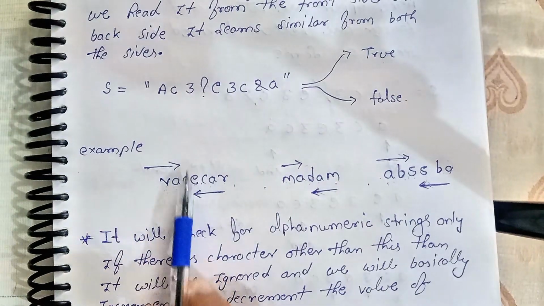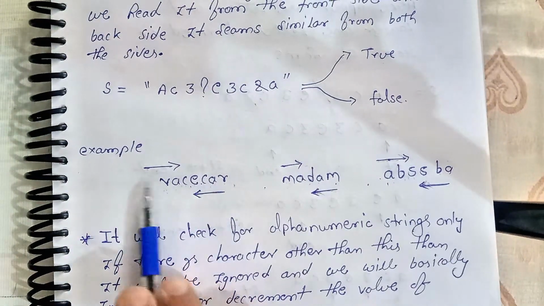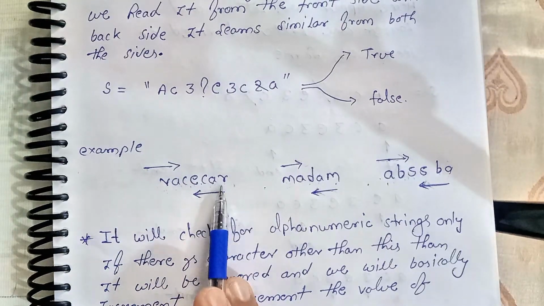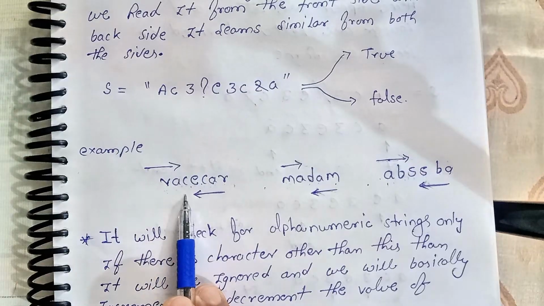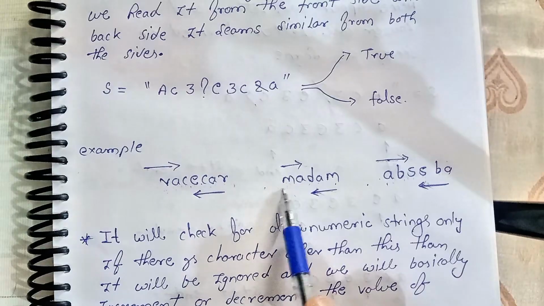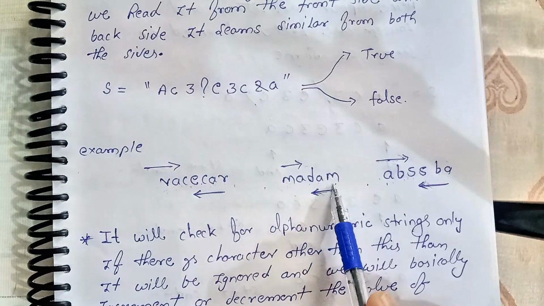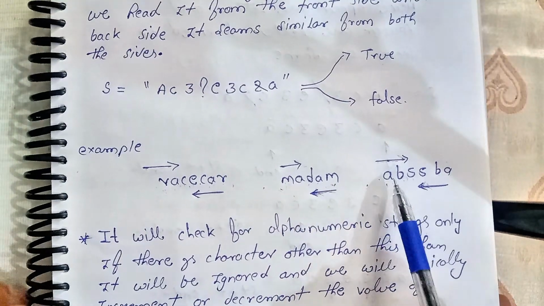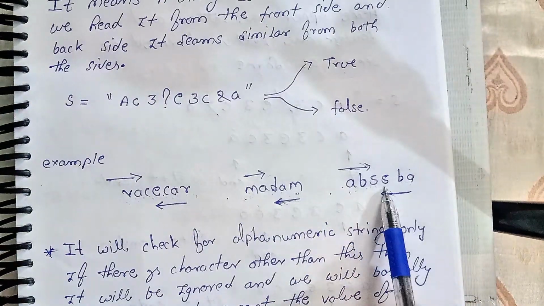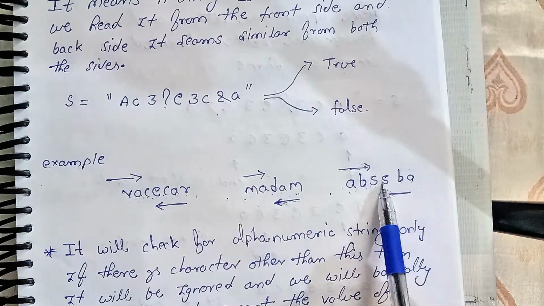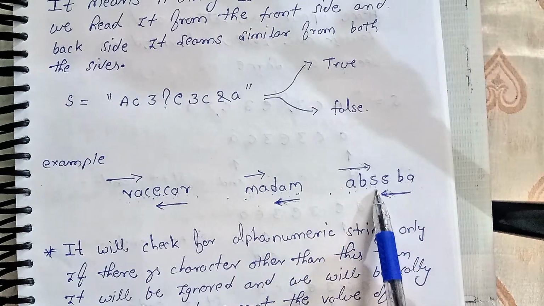So here are some examples. If we read this string from the front side, it is spoken as racecar. If we read it from the back side, it is spoken as racecar. So it is a valid palindrome. If we read this from the front side, it is spoken as madam. If we read it from the back side, it is spoken as madam. If we read this from the front side, it will be spoken as AB55BA. If we read it from the back side, it is spoken as AB55BA. So it is also a valid palindrome.